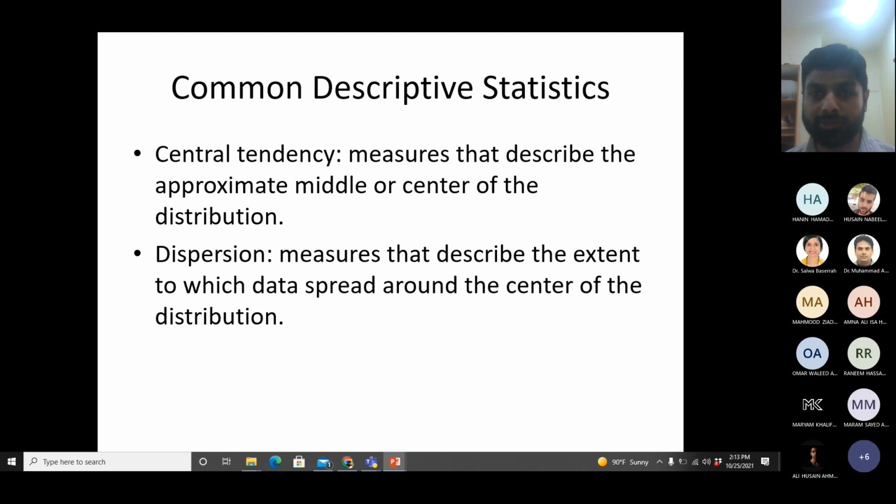Then we have statistics of dispersion. Dispersion from where? Dispersion from the central values, from the center portion of the data. So first of all, you must calculate central tendency statistics so that you can calculate the statistics of dispersion. Dispersion means the spread or the variation of data from its central value or from its central portion. So statistics of dispersion are those statistics which define the spread or variation of the data from its central value or central portion of the data set.